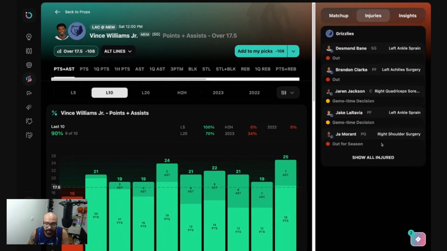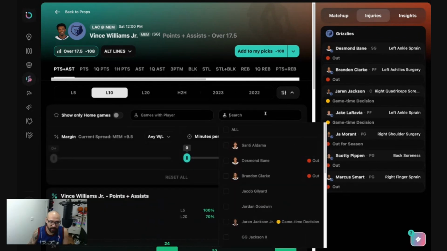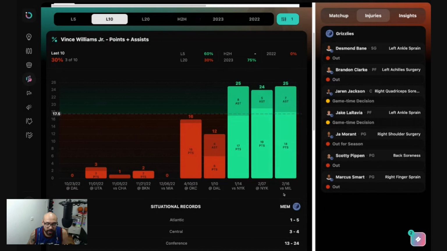Looking at the injuries and game time decisions, Jaren Jackson Jr. is a game time decision in this game. A lot of players are still out, so Jaren Jackson Jr. is probably the main one. So what I'd be interested to look at here is how he has played with and without Jaren Jackson Jr. Last 10 games without Jaren Jackson Jr., you can see, so this is from 14th of January onwards. This is when Vince Williams really started to pick up his minutes and his production.